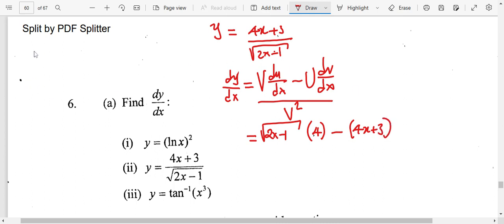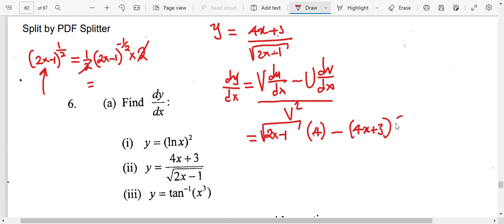Now square root of 2x minus 1 is the same as 2x minus 1 to the power half. Again, to differentiate this, you use the chain rule. I'll drop first the power, that will be 1 over 2, write what is inside the same, remove a 1 from the power, that will be negative half, then times the derivative of what is inside, that will just give us a 2. So see that these 2 and these 2 cancel out, so we remain with 2x minus 1 to the power negative half.